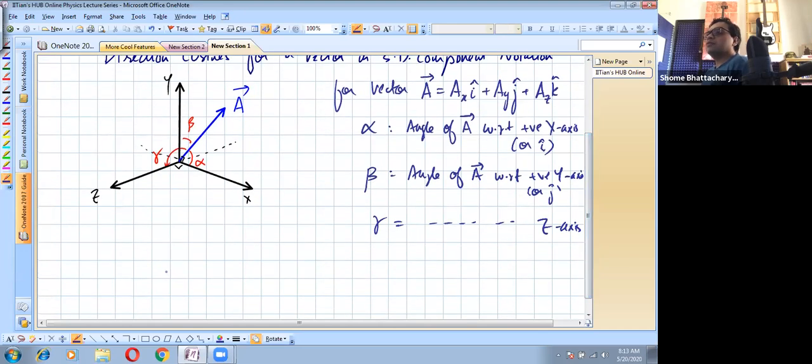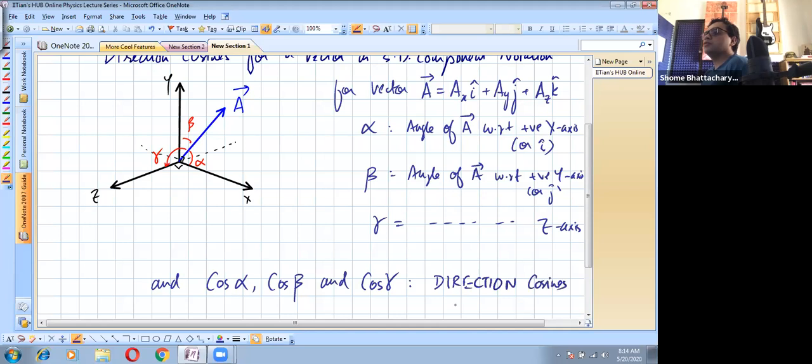So the terms cos alpha, cos beta, and cos gamma, these 3 terms collectively are called the direction cosines, because they help us visualize the direction of the vector. So they are called the direction cosines of the vector with respect to the xyz axes.